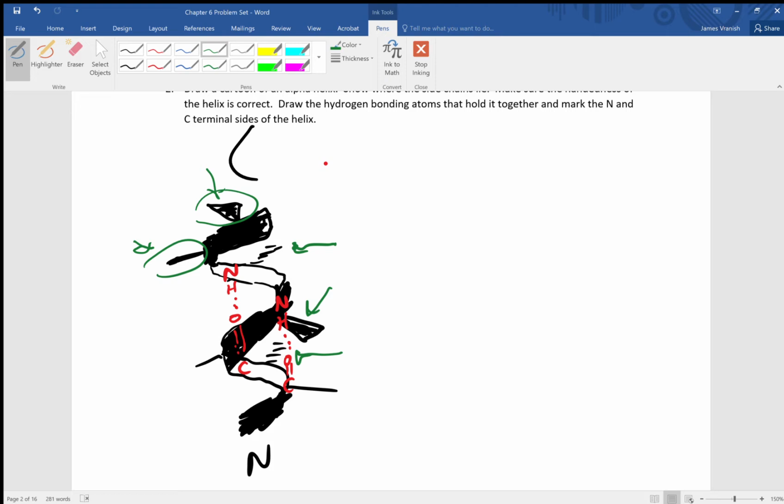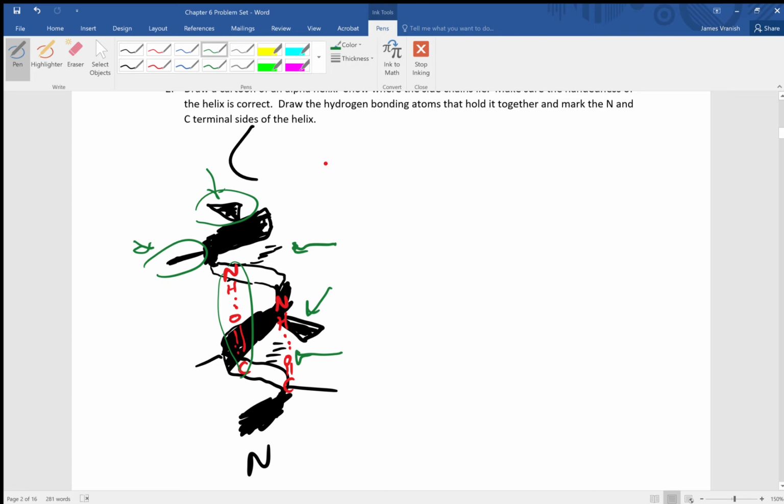Once you've labeled one side as the C terminal side and one side as the N terminal side, and you can label either one because I'm not drawing the amino acids on the helix here, the hydrogen bonding atoms and their locations become dependent on the N and C terminal side.